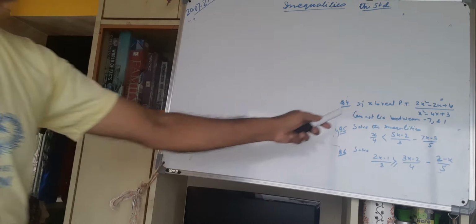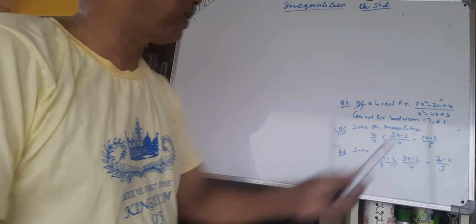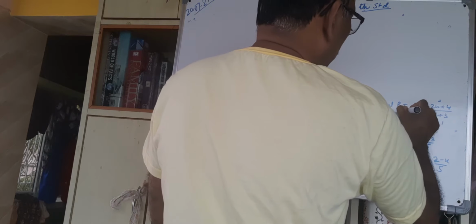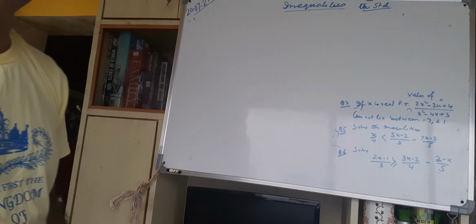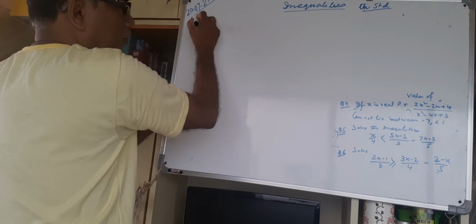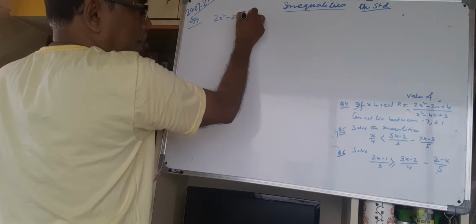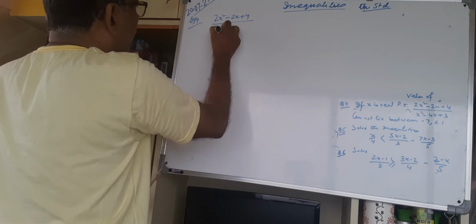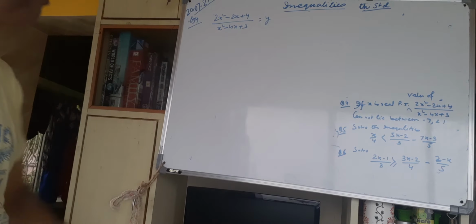Sum number 4: if x is real, prove that the value of this expression cannot lie between -7 to 1. Just like the previous one, let's do sum number 4. Let (2x² - 2x + 4)/(x² - 4x + 3) = y. Just like the previous sum, let this be equal to y.